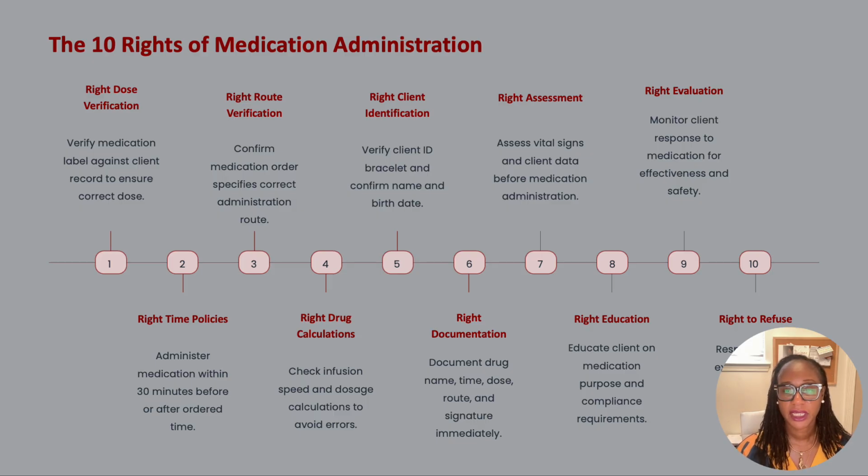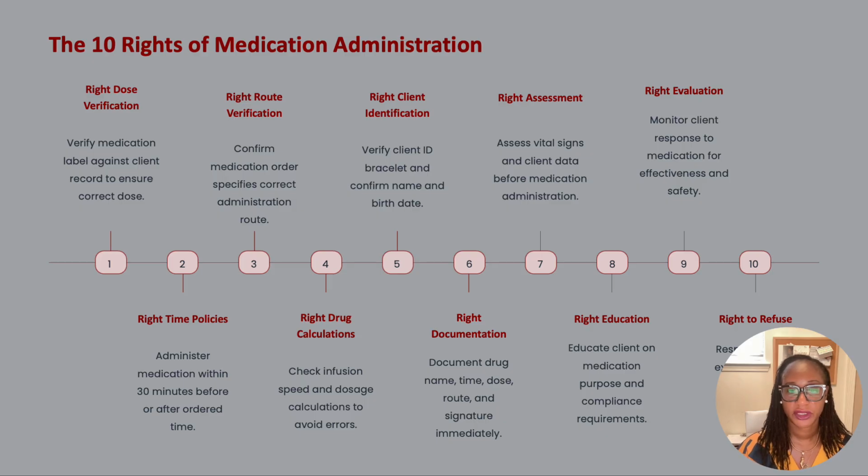Right route: check the medication order to verify that the route is specified. As we know, we have many routes. So we want to make sure you're not giving a tablet when you're supposed to be giving liquid, which is also PO both ways, right? But you also want to make sure that you're not giving a subcutaneous injection instead of an IM injection. So route is very, very important when it comes to absorption and distribution. Those pharmacokinetics, right?